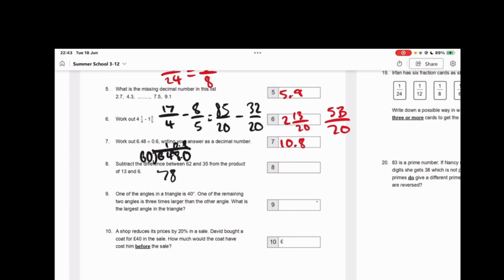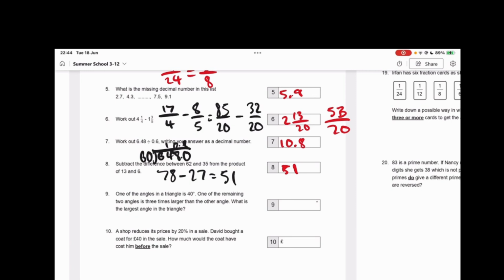And then that's subtracting the difference between 62 and 35. So 62 minus 35 is 27. And now we find the difference. So 78 minus 27 is equal to 51. And that means that our answer is 51.